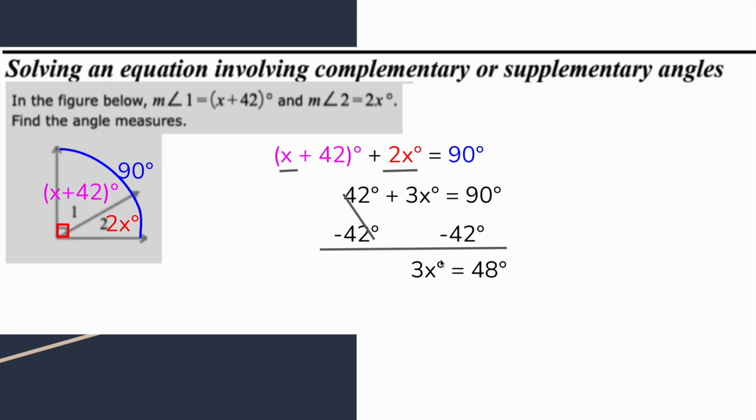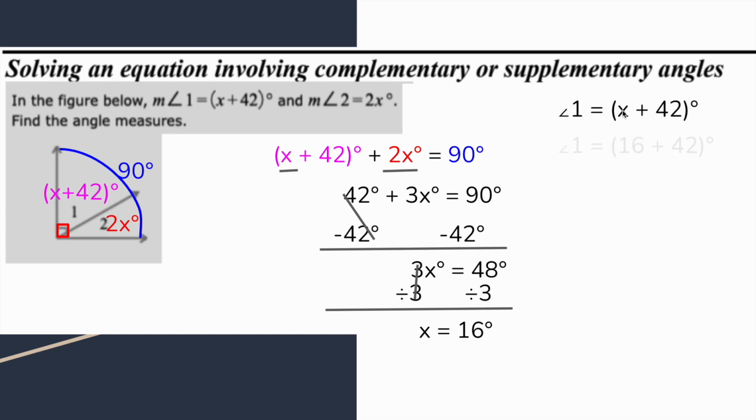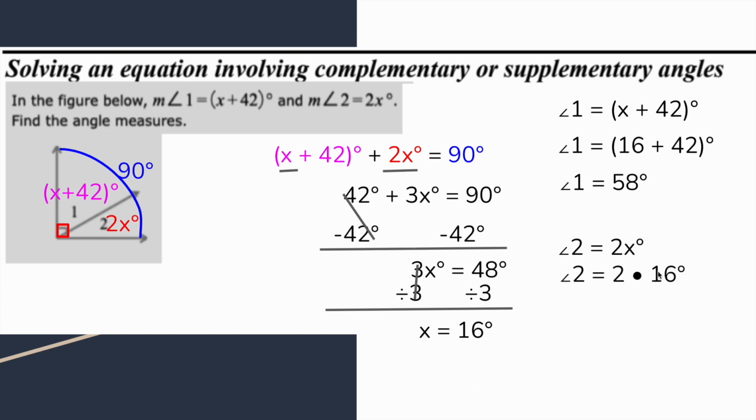Now I want to get x all by itself by undoing this multiplication. The opposite of multiplication is division. So 3 divided by 3 is 1, which means I'll just have 1x, or just x. And 48 divided by 3 is 16. I'm not quite done yet. They didn't ask me what x equals. It says find the angles. So now I need to go back and find angle 1. If I know x is 16, I'm going to plug 16 in. 16 plus 42 is 58. And then angle 2 was 2x, so I'm going to plug in 16 for x. So 2 times 16 is 32.